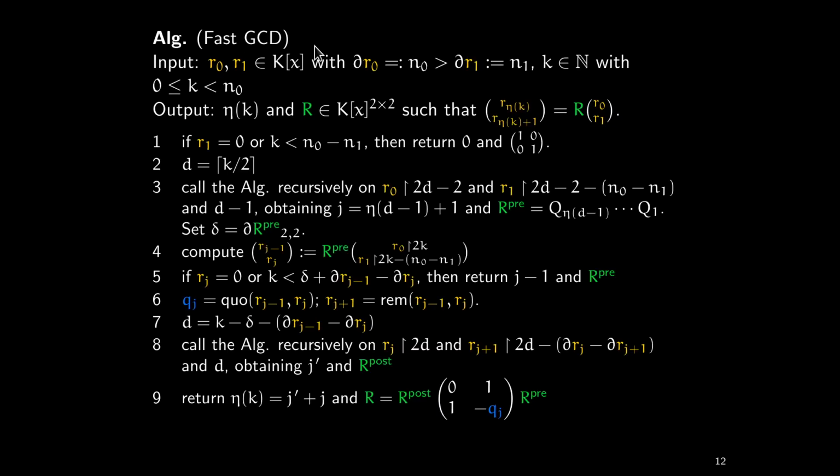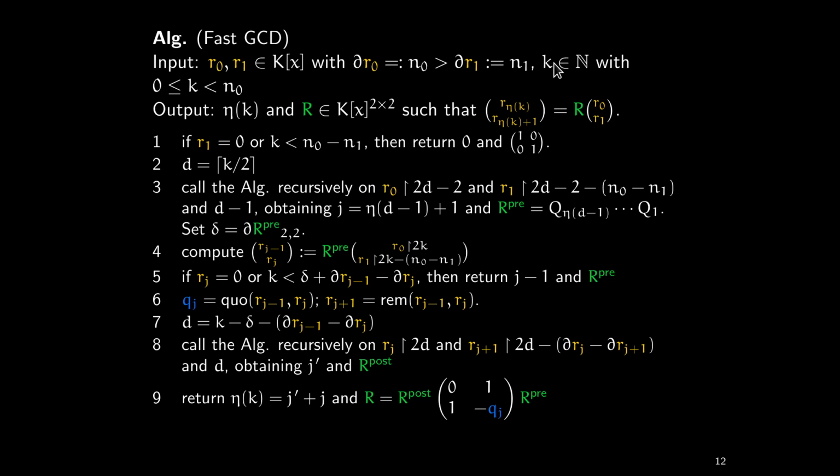So here's the algorithm. It's the fast GCD algorithm. And it takes as input two polynomials. So think of f and g, what they are called here R0 and R1. And they determine a polynomial remainder sequence. They have certain degrees, n0 and n1, they are called here. And the input is also k, and the output is the eta of k.